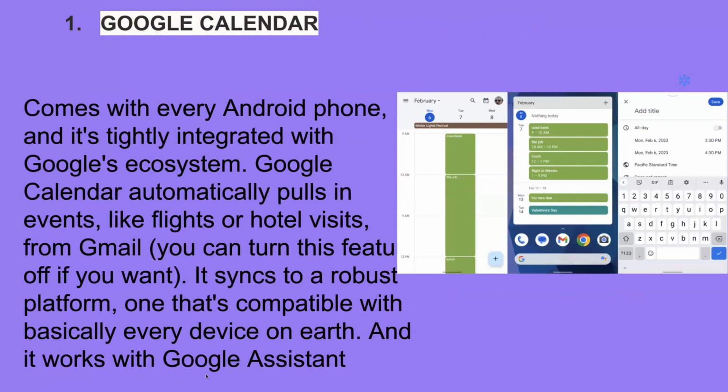Google Calendar comes with every Android phone and it's tightly integrated with Google's ecosystem. Google Calendar automatically pulls in events, like flights or hotel visits, from Gmail. You can turn this feature off if you want. It syncs to a robust platform, one that's compatible with basically every device on Earth, and it works with Google Assistant.